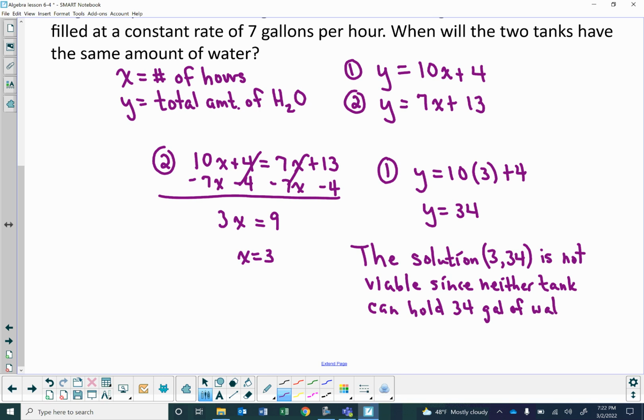Now, if one tank was a 50-gallon tank, this still would not be a viable solution, because if the other tank can't hold 34 gallons, it doesn't matter. They'll never be equal. All right? They can never have the same amount of water in them.